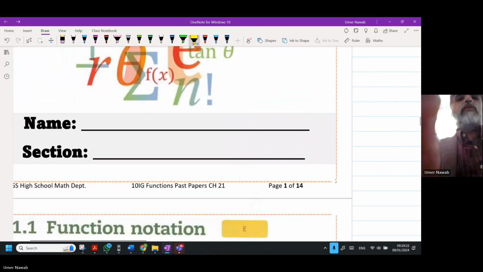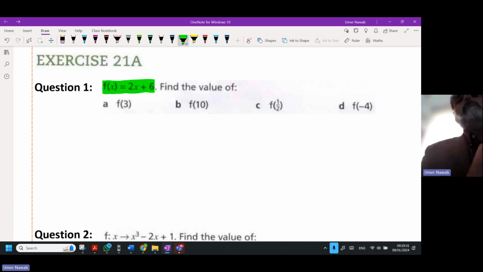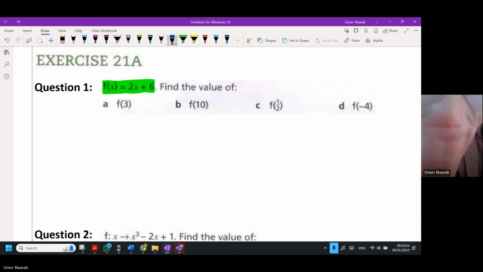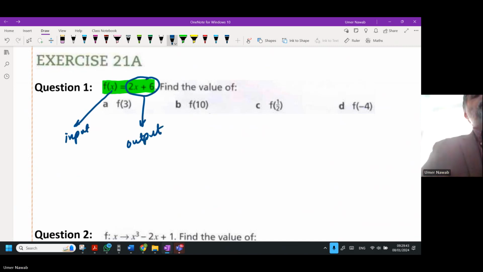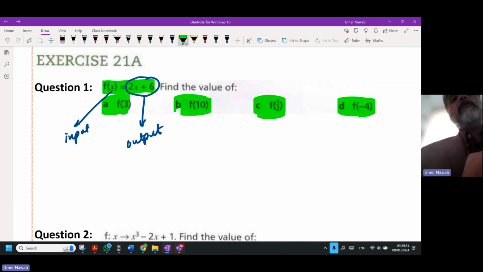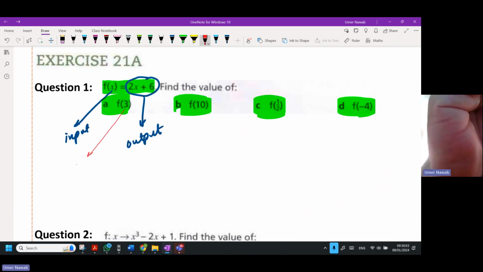Now let's come back to the questions which we have set for you. Here, the examiner has given a function, a rule, in which x is my input and 2x plus 6 is my output. Now, if I look at the A part, B part, C part, and D part under this question, in all these cases he's trying to give you the input and asking you what the output is. In the first case, my input is 3.